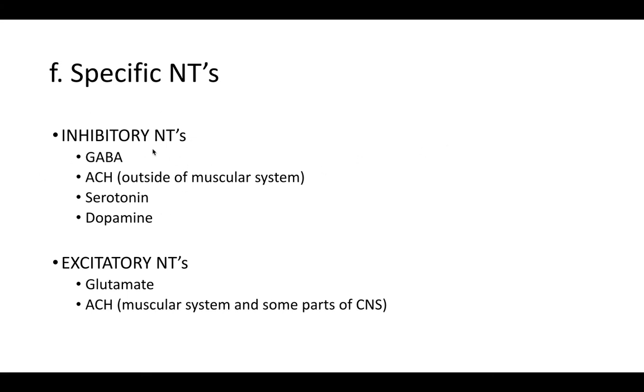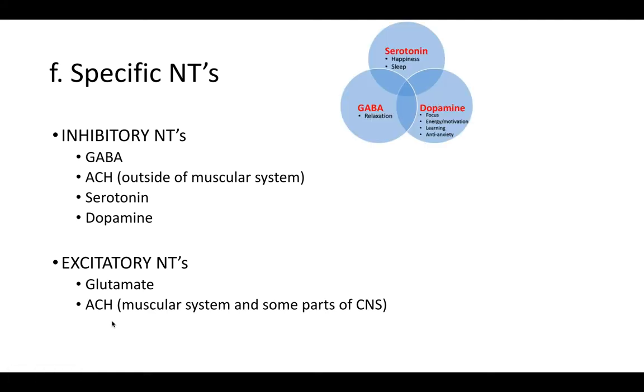Now, for the inhibitories, the ones that actually work against sodium channels opening, we have something called GABA. We have ACH, which we have seen before. ACH in the muscular system is actually down here in the excitatory world, but ACH outside of the muscular system functions as an inhibitory neurotransmitter. Serotonin and dopamine are inhibitory, relaxing, suppressing neurotransmitters. Excitatories are glutamate and ACH within the muscular system.